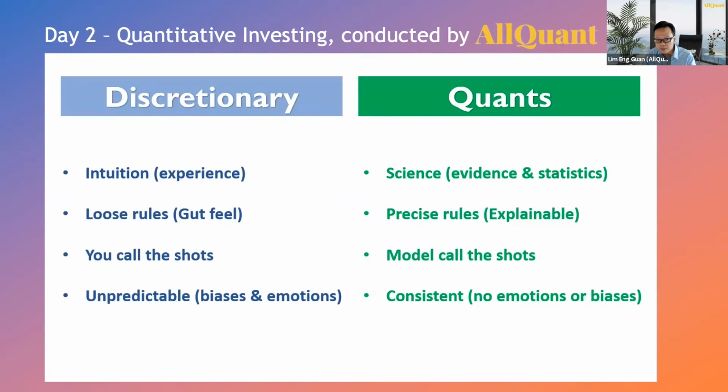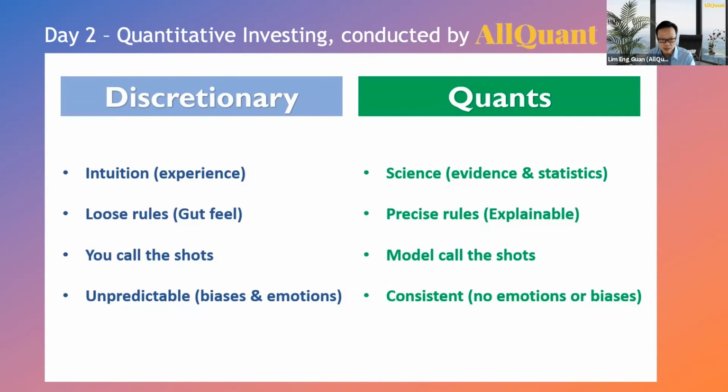And the difference between the two approaches can be immediately summarized into this one slide, which I showed during the webinar session itself. First, discretionary tends to rely quite a fair bit on what we call intuition, based on what you think and what you feel. Quants, on the other hand, only rely on evidence, science, math, and everything to drive their decisions.